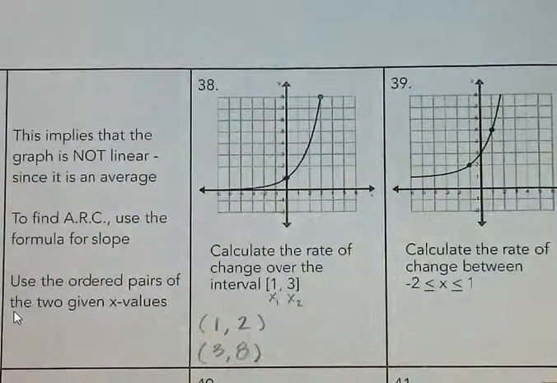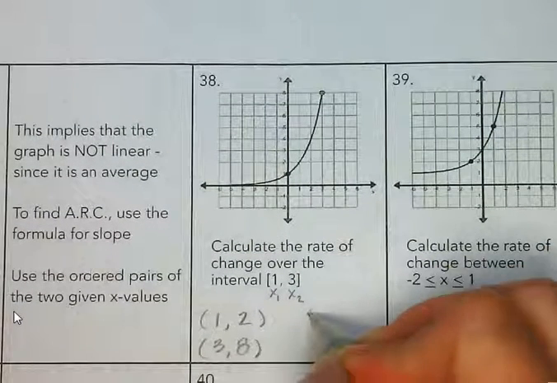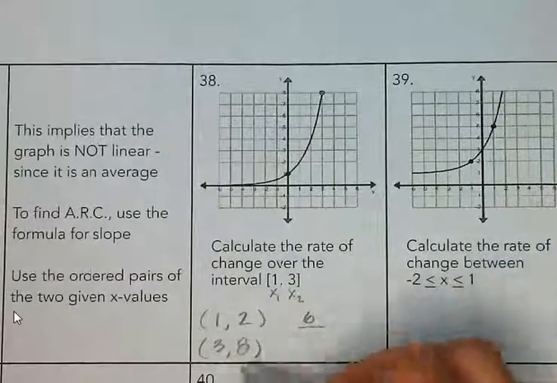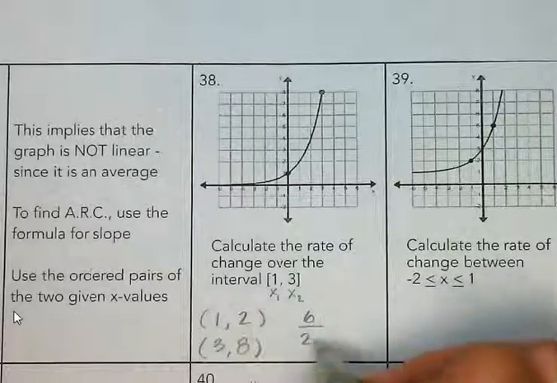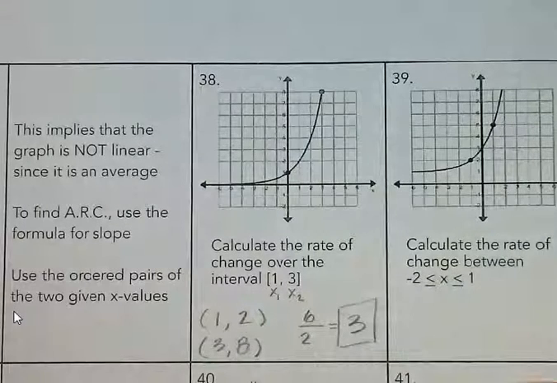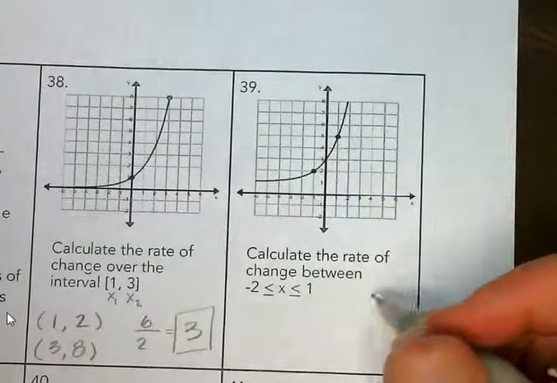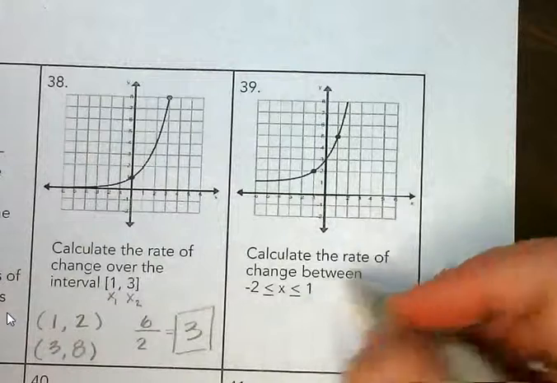So now I'm just going to use those 2 points to find the slope. So 8 minus 2 is going to be 6. 3 minus 1 is going to be 2. So the average rate of change is 3. All right, on number 39, same idea, just different way to write it. Calculate the rate of change between -2 and +1.